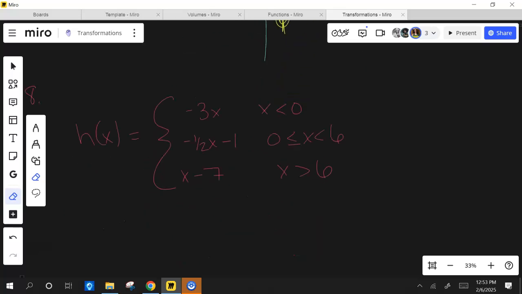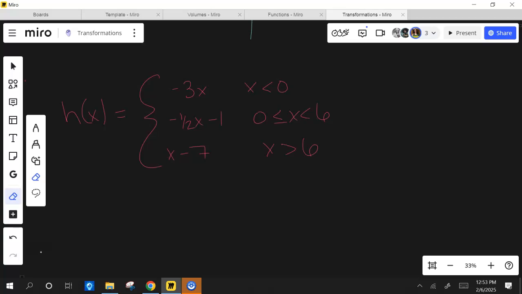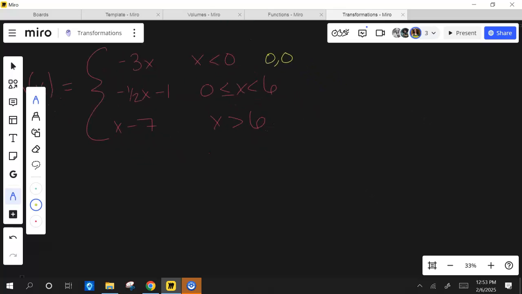All right. I'm going to plug in 0 first because that is my restriction there. When you plug it in, what do you get? 0. That's right. 0, 0. That's where you start. Is it open or closed? Why, Sawyer? That is correct.